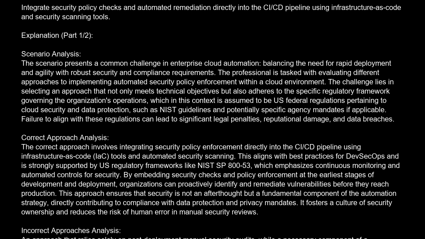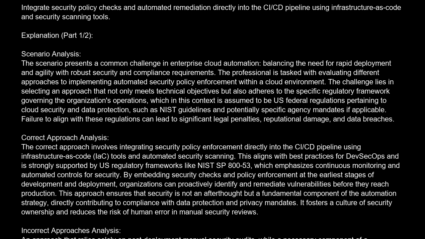The professional is tasked with evaluating different approaches to implementing automated security policy enforcement within a cloud environment. The challenge lies in selecting an approach that not only meets technical objectives, but also adheres to the specific regulatory framework governing the organization's operations, which in this context is assumed to be U.S. federal regulations pertaining to cloud security and data protection, such as NIST guidelines and potentially specific agency mandates if applicable. Failure to align with these regulations can lead to significant legal penalties, reputational damage, and data breaches.